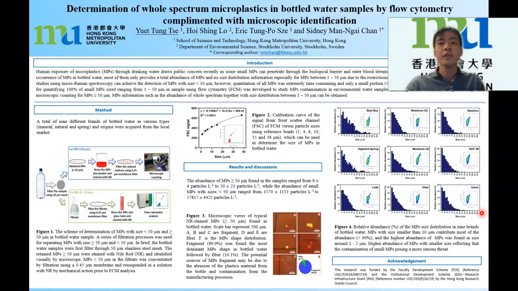All in all, we used a novel method, flow cytometry, complemented with traditional microscopic counting, for evaluating the whole spectrum of the microplastic contamination profile in bottled water. And our findings show that the abundance of microplastics smaller than 10 micrometers poses a substantial risk to human health, and more attention and effort should be invested in lowering microplastic contamination and investigating the potential impact of small microplastic. Thank you.